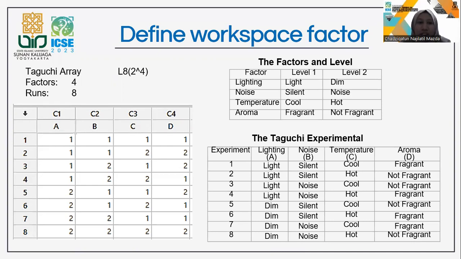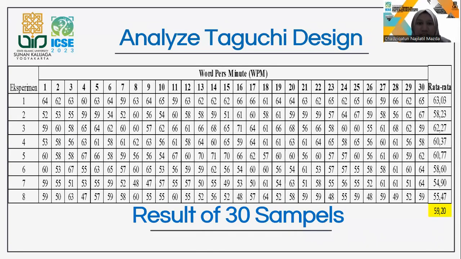For the orthogonal array, we use L8 (2^4), and then we use Minitab. This is the Taguchi experimental design. We got 8 experiments, which is the combination of 4 factors and 2 levels. Every experiment was done in 1 day, so we need 8 days to finish this experiment. In 1 day, we need 30 samples, or 30 repetition typing tests. This is the result of our experiment.